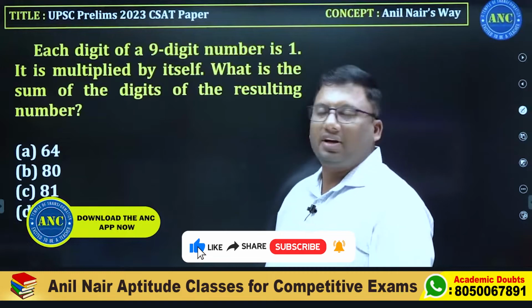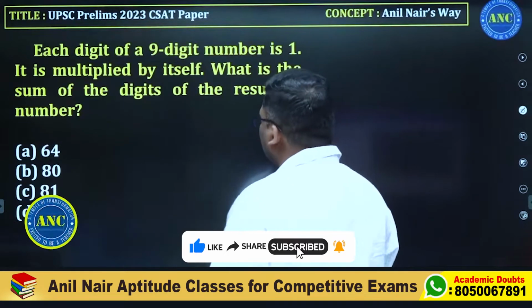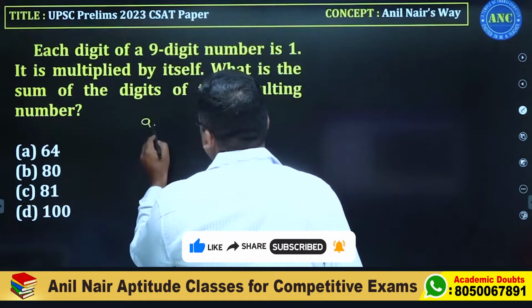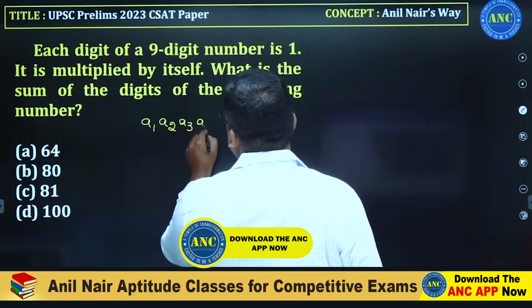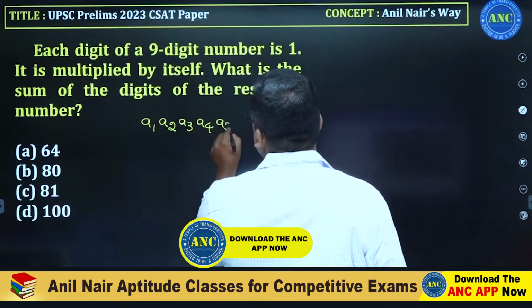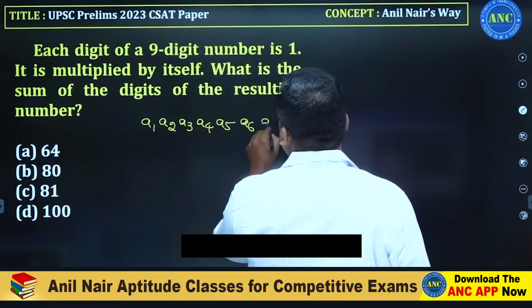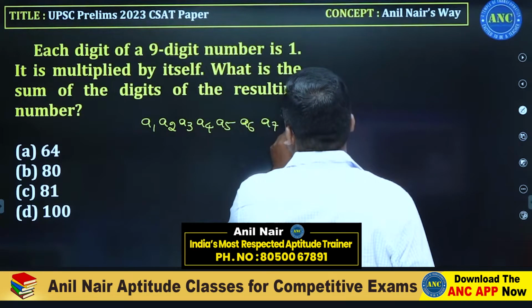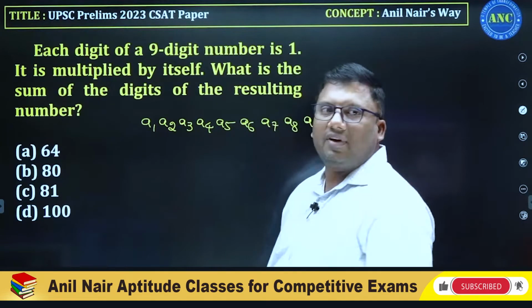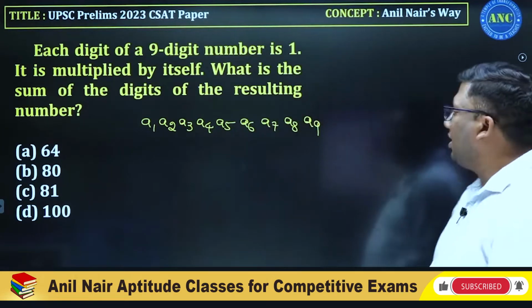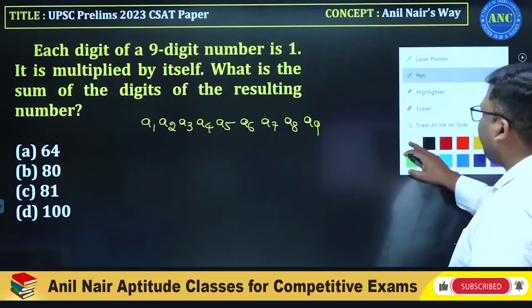Each digit of a 9-digit number. There are 9 digits. A1, A2, A3, A4, A5, A6, A7, A8, A9. Each digit I am calling A1, A2, A3, A4, A5 and so on up to A9.